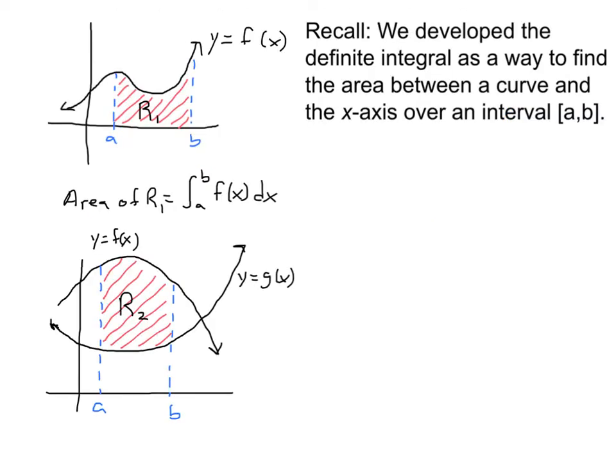In this first thing, I want you to recall that when we developed the idea of the definite integral, we defined it as a way to find the area between a curve and the x-axis over an interval from a to b. So in this case, I have this function y equals f of x, and we're going from a to b, and we get this region that's shaded in red, which I called R sub 1, region 1.